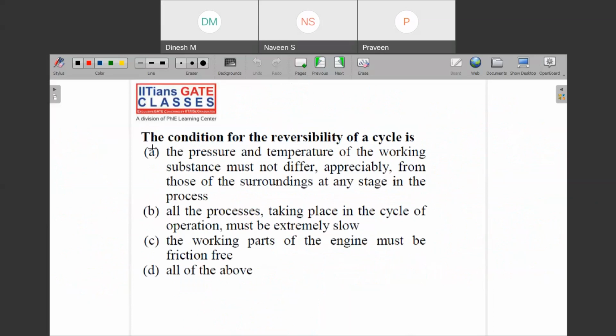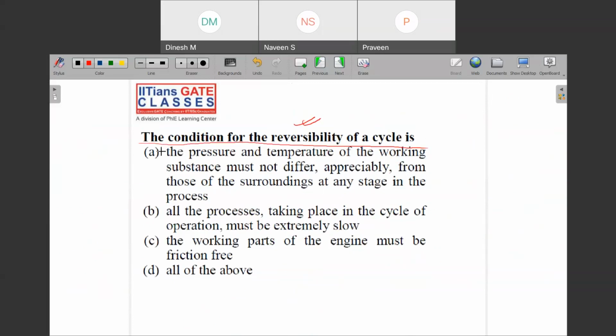It says that the condition for the reversibility of a cycle is... So what things were we taking care of so that we will ultimately lead to the reversibility of a cycle? Let us read the options one by one. It says that the pressure and temperature of the working substance must not differ appreciably from those of the surrounding at any stage in the process.